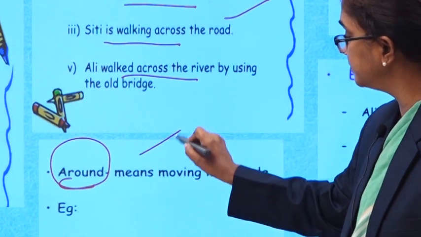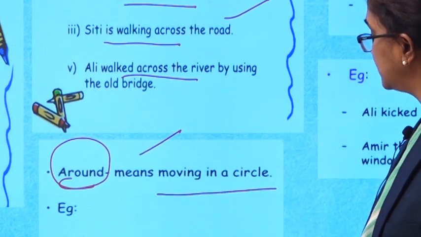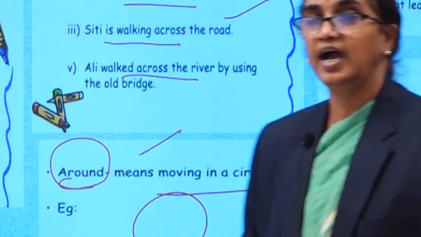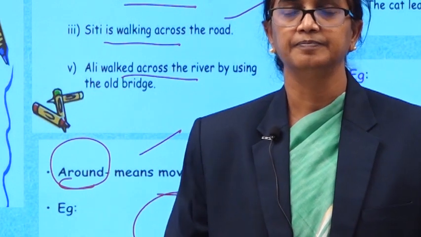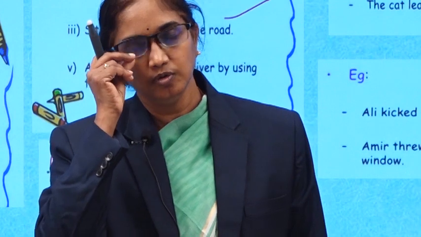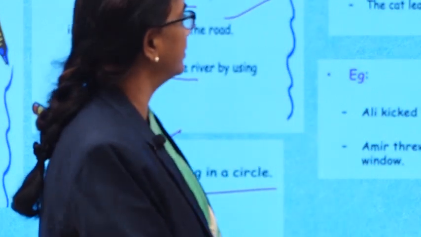Look at around. Around means moving in a circle. The cat ran around the stool chasing the mouse. I spoke around that topic. I circled three times around the temple. So, around means a circular motion.